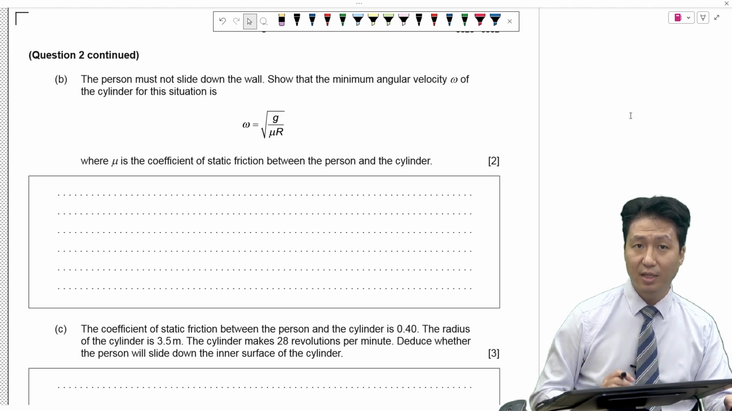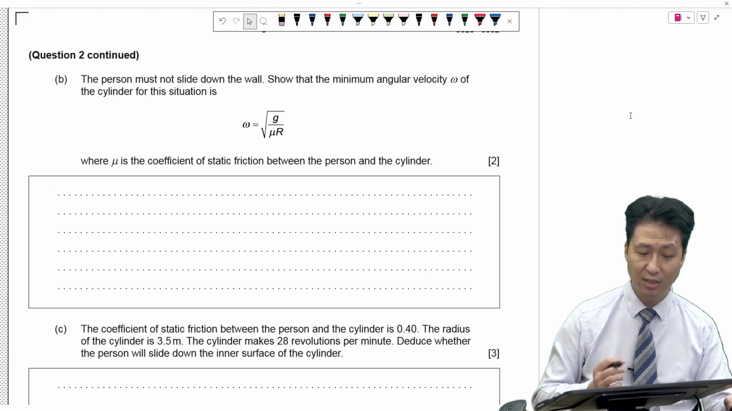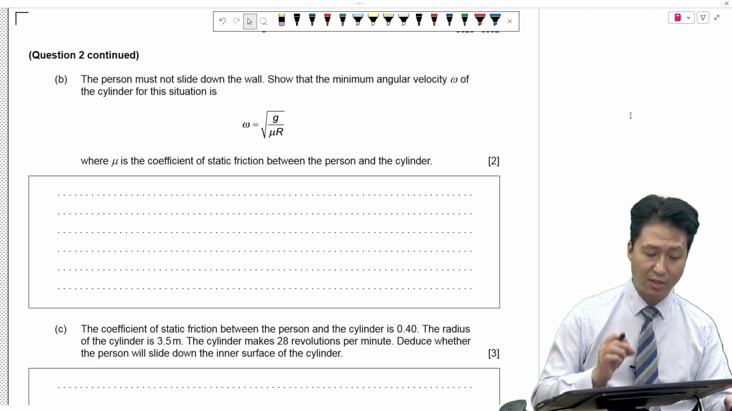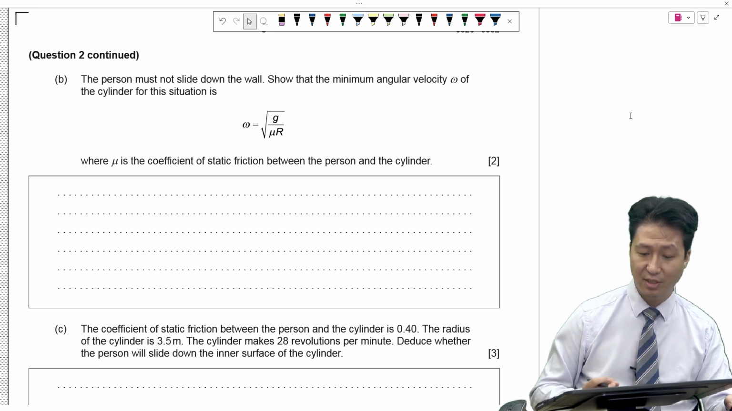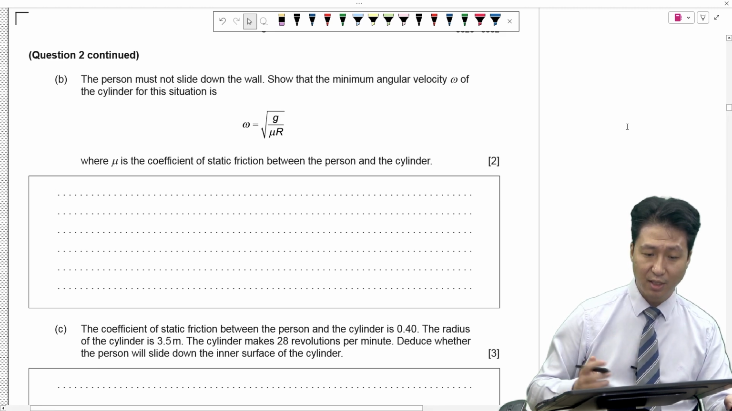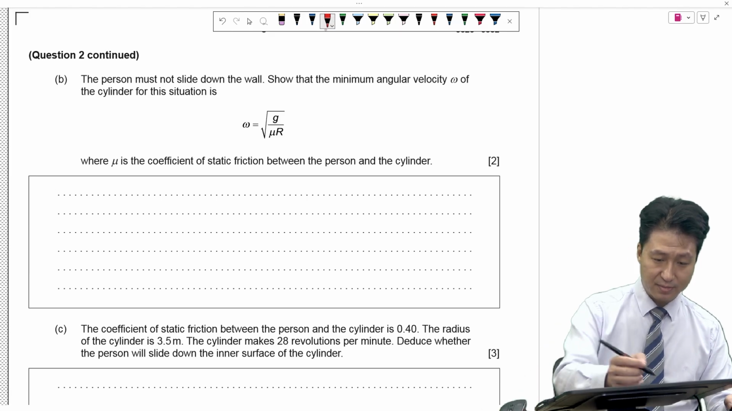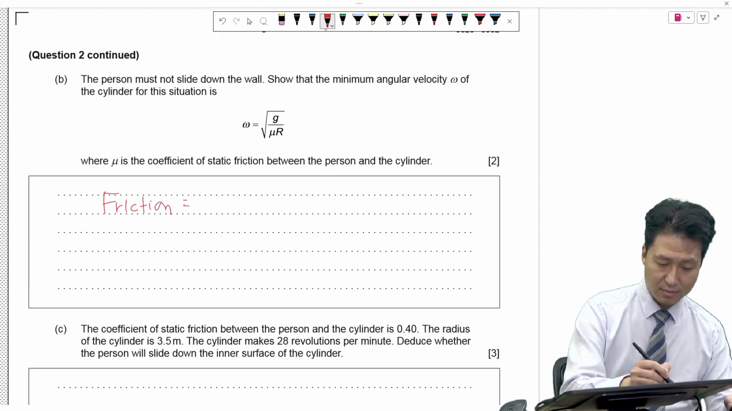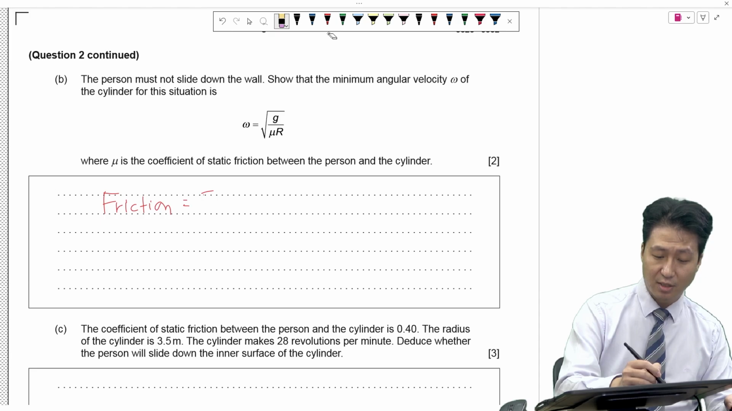For part B, the question reads, the person must not slide down the wall. Show that the minimum angular velocity, omega, of the cylinder for this situation is omega is the square root of gravitational acceleration over the friction coefficient times the radius, where mu is the coefficient of static friction between the person and the cylinder. So, in order for this to occur, the force of friction must equal the weight of the person.